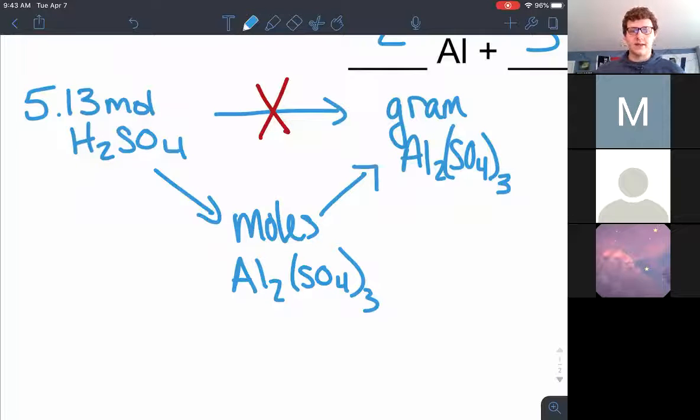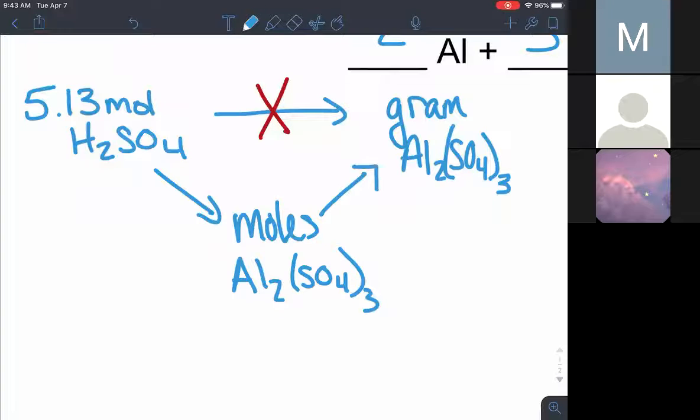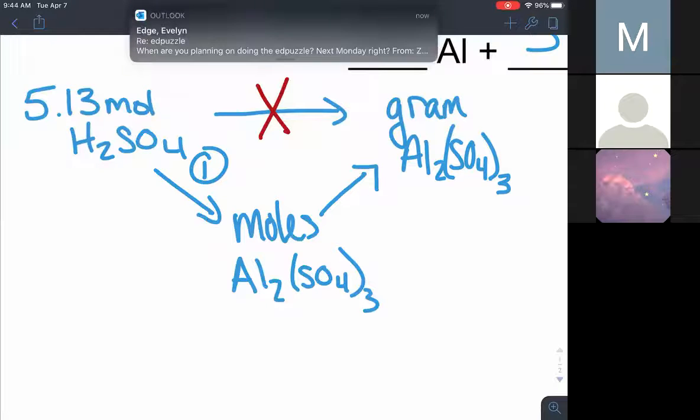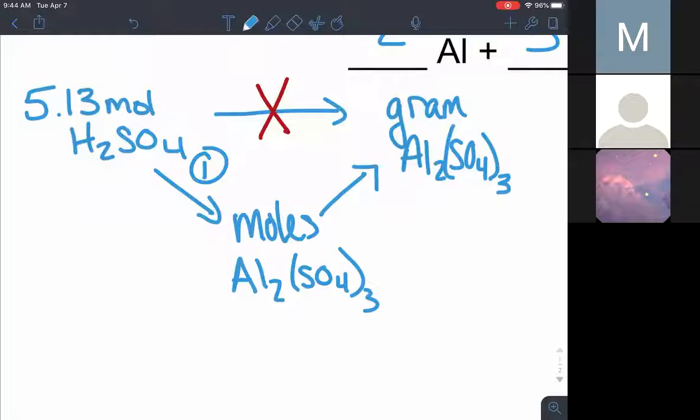All right. So now let's think about this, okay? If we are in moles to moles, okay? So this first step right here, step one right here. What are we going to use to go from moles to moles? What do we say we have to use? Molar ratio? Perfect, the mole ratio.